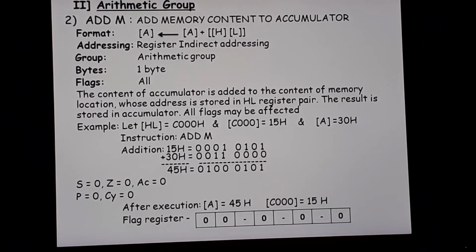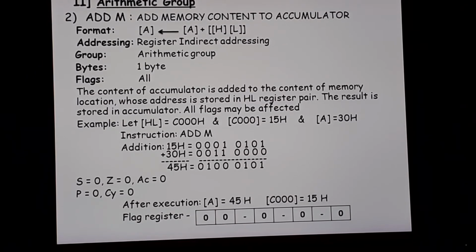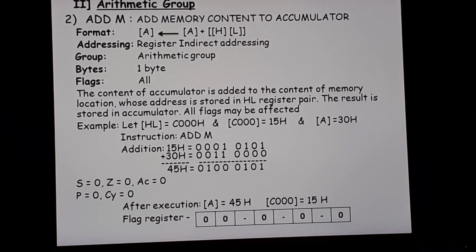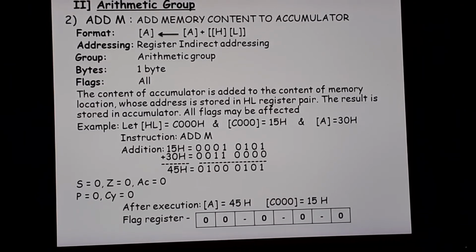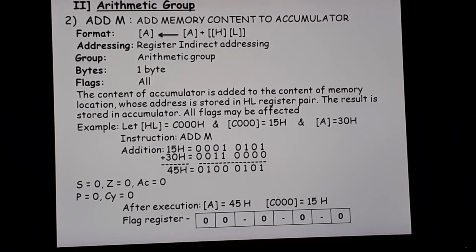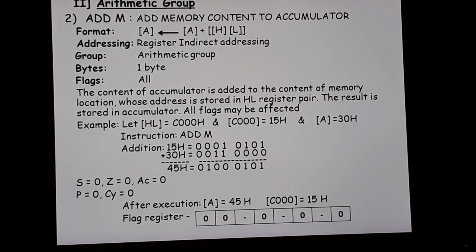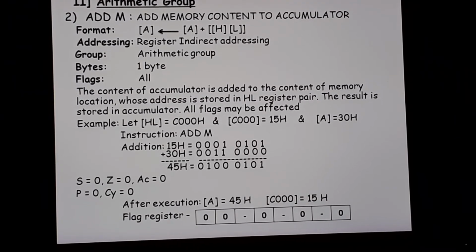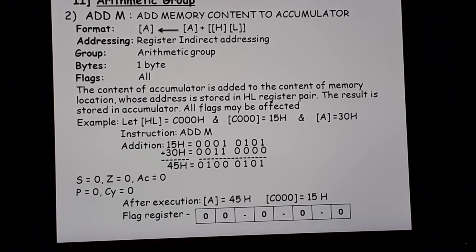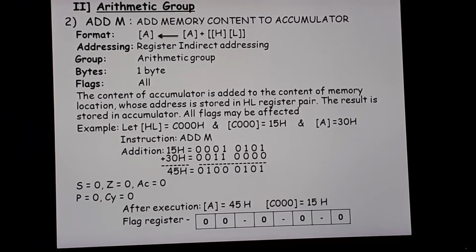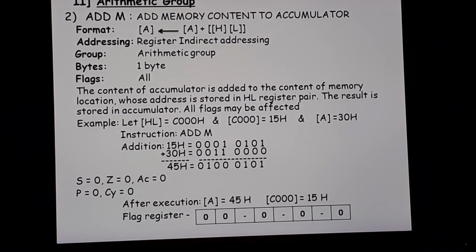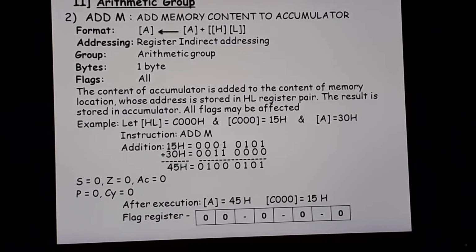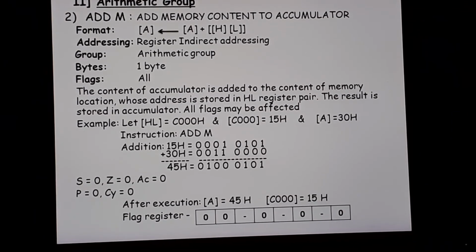Let HL register pair, since HL is a 16-bit register pair, you need to mention 16-bit data. I have assumed C000H, you can assume any number. Since you need to add that content with the accumulator, which is 8-bit, you have to assume again an 8-bit number for it. So let HL be equal to C000H, and C000H holds 15H, which I have assumed. You can consider any 8-bit number. And the accumulator I have assumed as 30H.